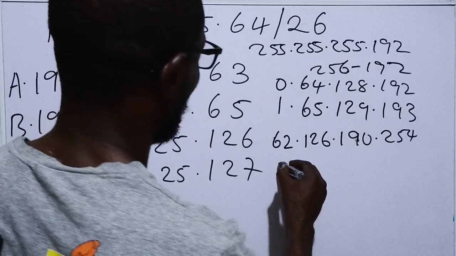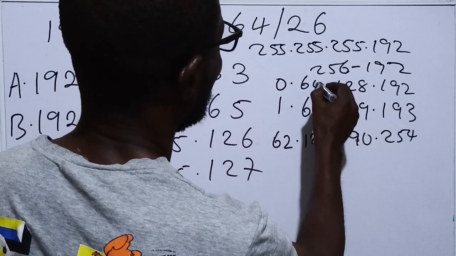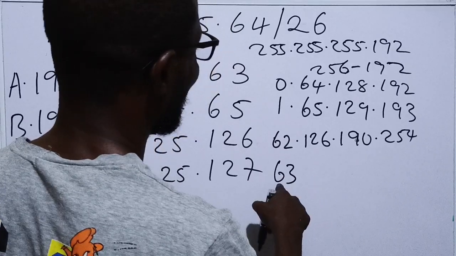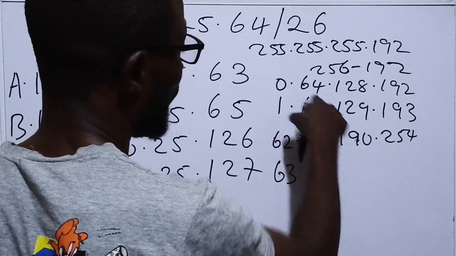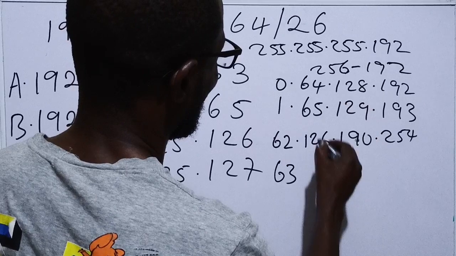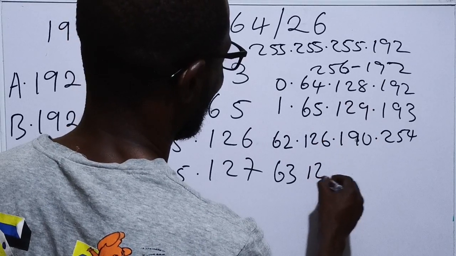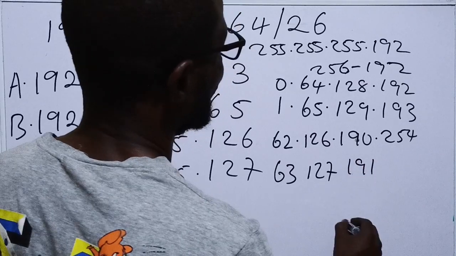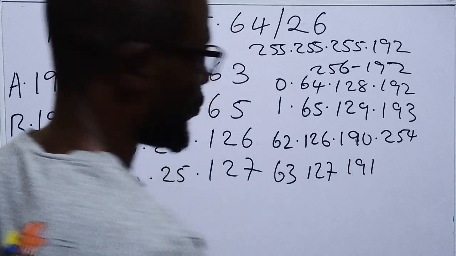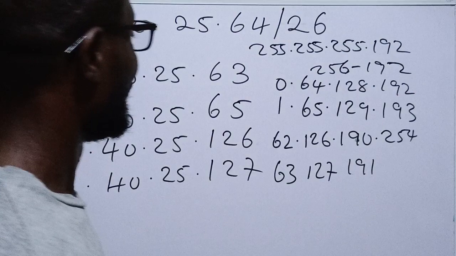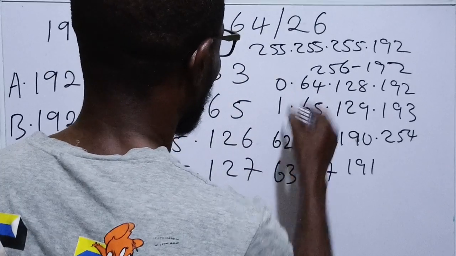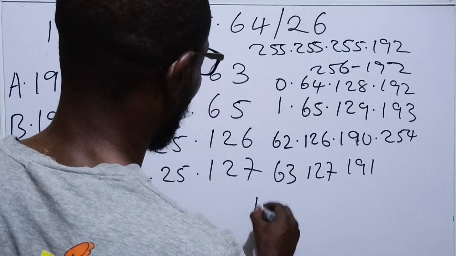So now, here 63, because the broadcast address is before the next subnet, which is 64. Now, this here is 127. Here is 191. Of course, you can see that we have discovered what we are looking for on this subnet.